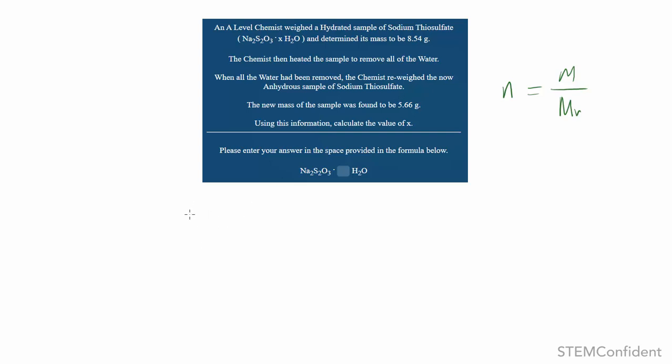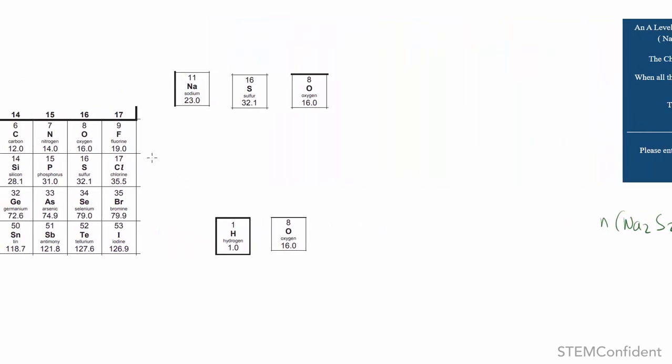So what I can say is that the number of moles of Na₂S₂O₃ is equal to 5.66 divided by, well, I'm going to need to work out the molar mass of Na₂S₂O₃ to progress. So I need to work out the Mr of Na₂S₂O₃.